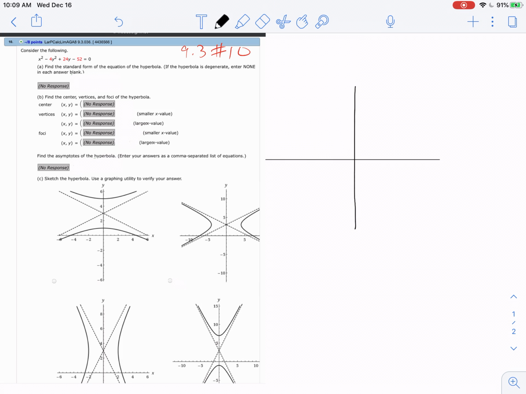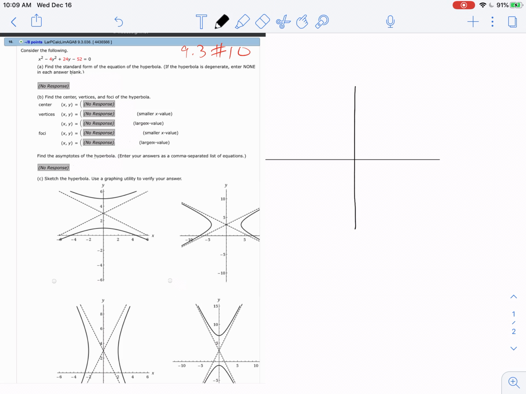Okay, so in 9.3 number 10, this is probably the hardest one on the WebAssign, so you've probably watched some of my other videos. I'll do my graph over there, and you can fill in the center, the small vertex, the large, the foci, that kind of stuff off to the side. So basically right now what we have to do is the completing the square technique.